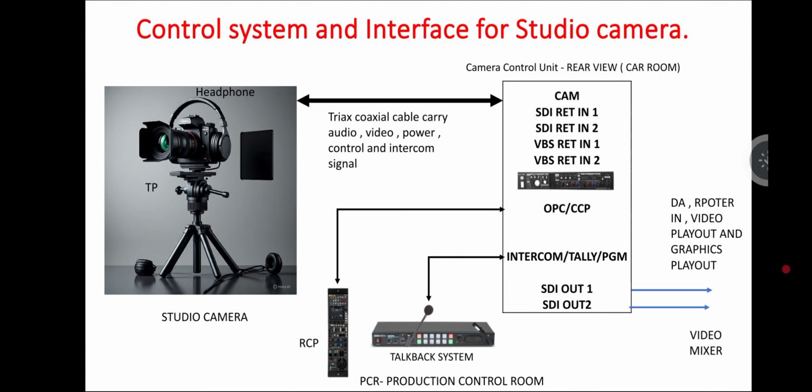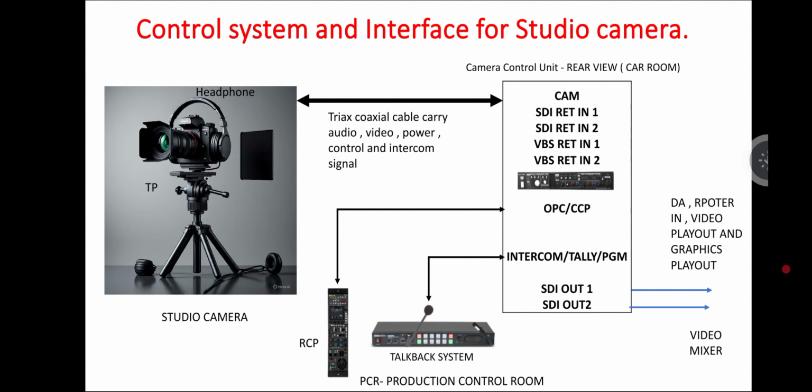Now, this is an important layout of the studio camera. If you see my left hand side, a studio camera is there, and if you see the studio camera clearly, the TP, that is teleprompter, is there, which comes under the camera head. Okay, headphone is also there on the top, it is mentioned there.